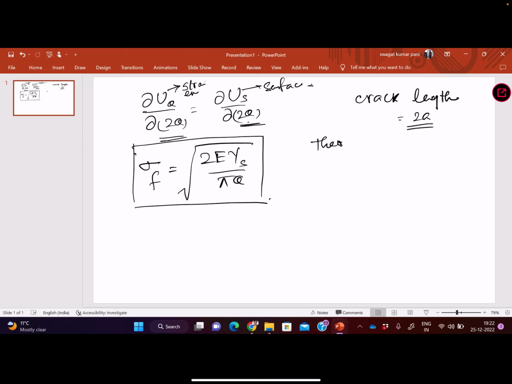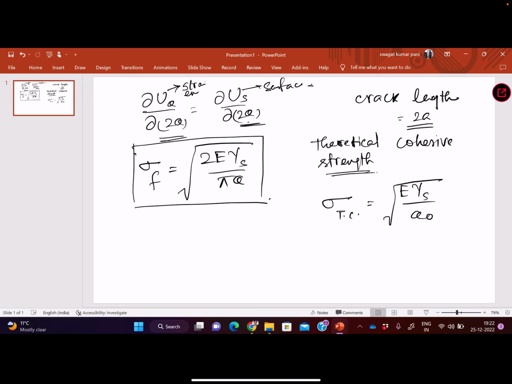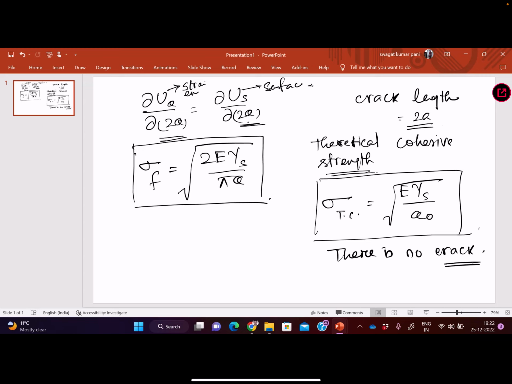Another is the theoretical cohesive strength. This one also remember. This is when there is no crack. What is the theoretical strength that is required to rupture a material when there are no defects? So this is our interatomic distance.